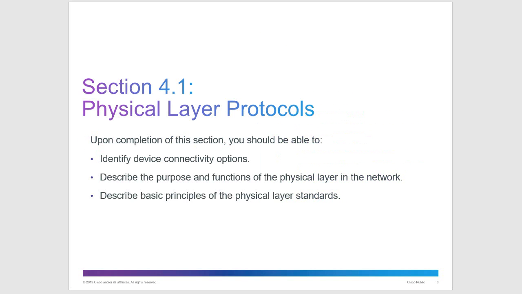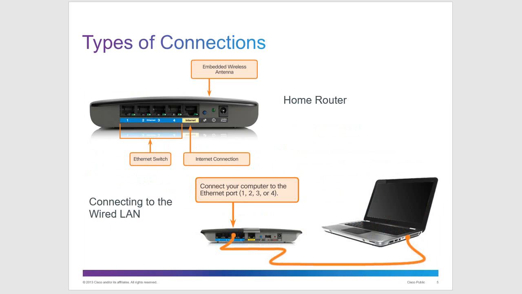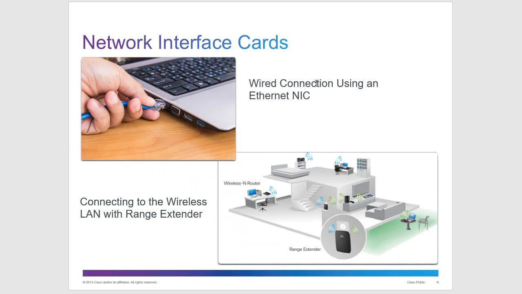Okay, so the first section is on our physical layer protocols, and we're looking at the types of connections for your home router. That would be your home router, which is really like a router, switch, and wireless access point in one most of the time. So you've got your switch ports here, your Ethernet connection. You've got a wireless antenna in there for your wireless signal. It's just going to plug into your PC, whether it's a laptop or desktop, into that network interface card, your Ethernet network interface card, or you're going to connect to a wireless signal.